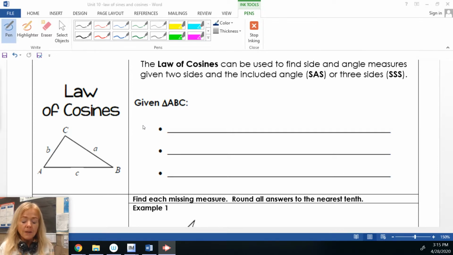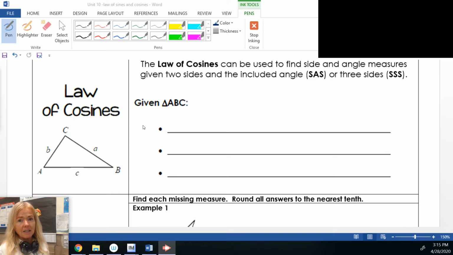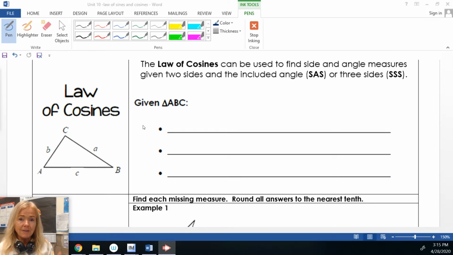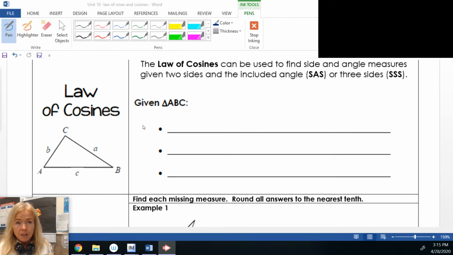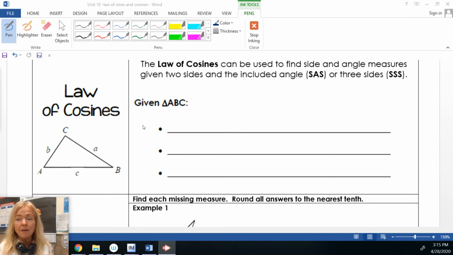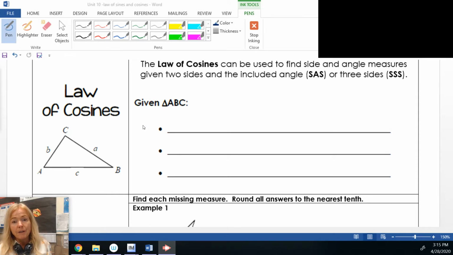But what if you weren't given a complete ratio of an angle across from a side, like you would need for the law of sines? If you weren't given any of those, then you cannot use the law of sines because you would have too many variables to solve for, and you can only solve for one variable given what you know.